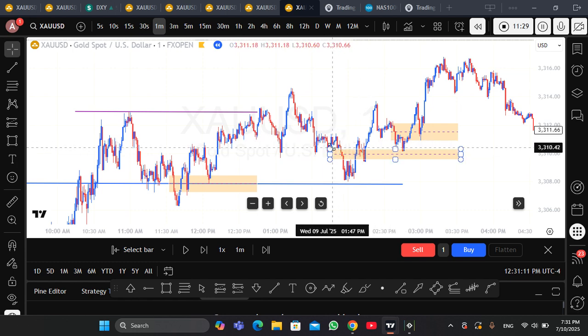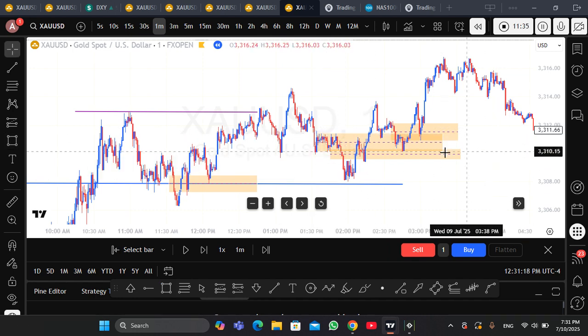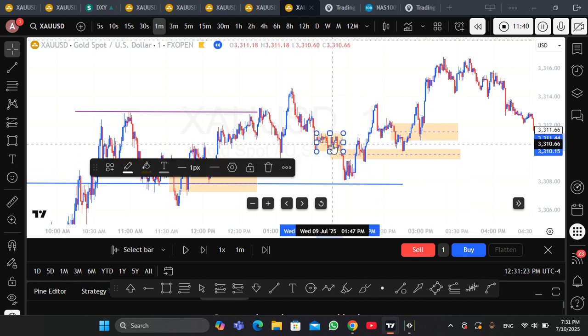This is an order block. As you can see, this is an order block. This is an inverted fair value gap. This is the breaker block.